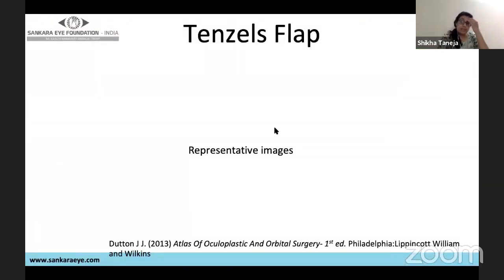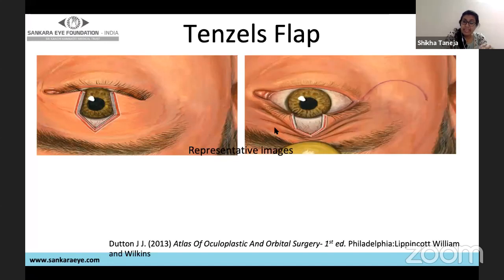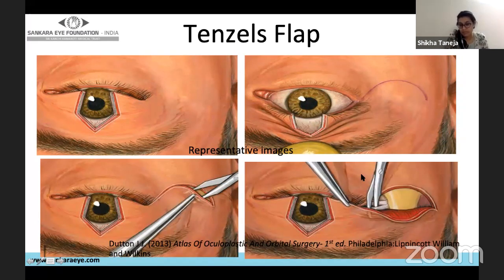Now let's discuss the steps of a Tenzel's flap. How do we do a Tenzel's flap? Whatever the defect in a lid, this was a case of the upper eyelid, we converted it into a pentagonal defect. Next, we need to create a flap. First step is to draw a semicircular arc extending from the lateral canthus up till the brow line, almost up to 2 centimeters, and create it into a flap. Next step is we do a superior cantholysis. This gives us, again, everything is loosened up, and we can suture over here.